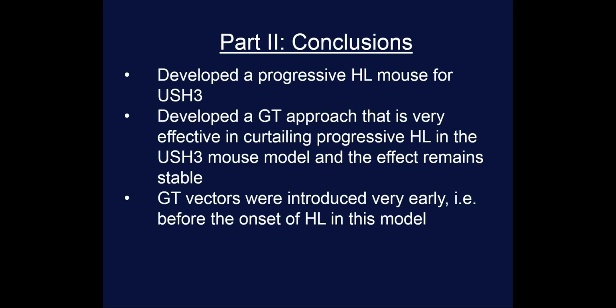Conclusion of part 2: we have developed a progressive hearing loss mouse model for Usher3 in the knockout background. We have developed a gene therapy approach that is very effective in curtailing progressive hearing loss in the Usher mutant mouse, and the effect remains stable. Gene therapy vectors were introduced very early, i.e. before the onset of hearing loss in this model, and that seemed to be very effective.